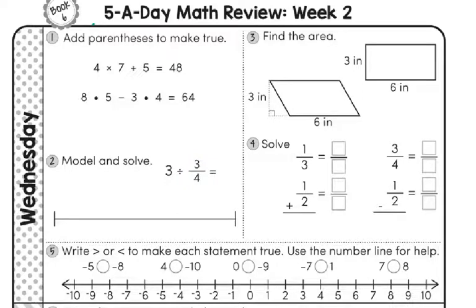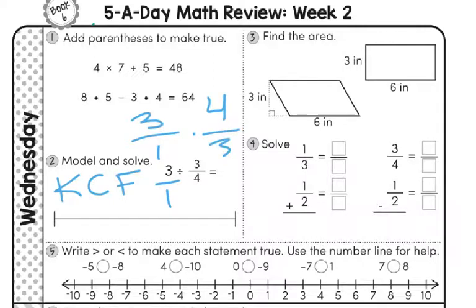To solve our division problem now, remember we have to keep, change, flip when we're dividing a fraction, and we'll turn that 3 into 3 over 1 because that's the same as the whole number 3. We're going to change our division symbol to the opposite of division, and then we will flip that second fraction and make it 4 over 3 instead. And then when we multiply our fractions, we can just multiply straight across. So our new problem would be 3 over 1 times 4/3. Multiply straight across your numerators and denominators to find your answer.